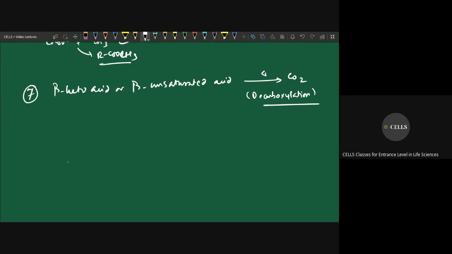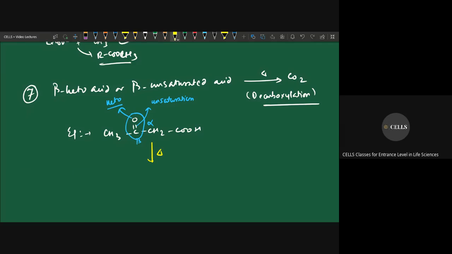So suppose, for example, we have CH3, C double bond O, CH2, C double bond OH. This one will be the alpha carbon and this is the beta carbon. In the beta carbon there is a keto group, or this is an unsaturation.